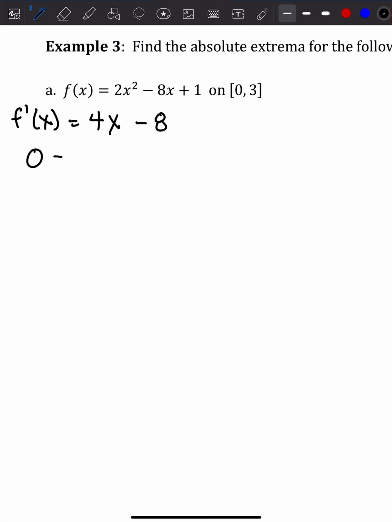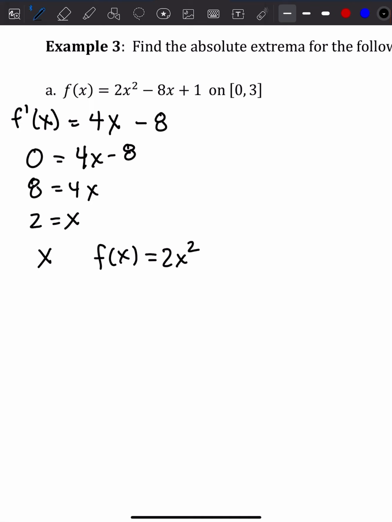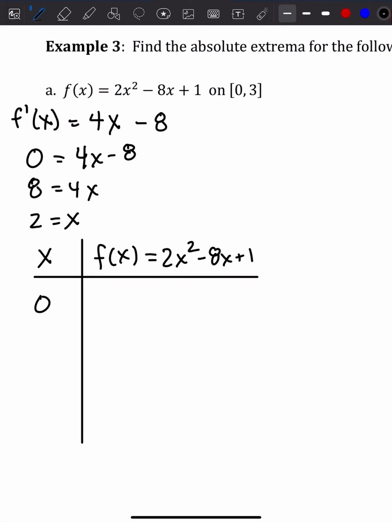We need it to be a critical value, so we're going to set it equal to 0 and solve for x. So 2 is one of the values that we're going to plug in and evaluate. We also need to evaluate 0 and 3. So we're going to pick some x values and some f of x values. We're going to plug in 0, 2, and 3.